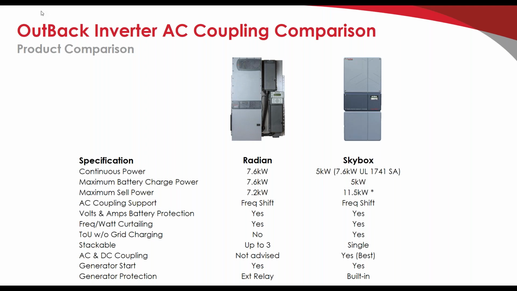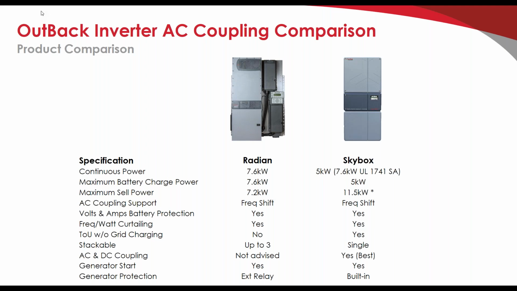Maximum sell power, 7.2 kW off of the Radian. It's a 30 amp sell limit. And on the SkyBox, it's 11.5 kW. Now there's an asterisk on there, and there's an asterisk on there for a reason.